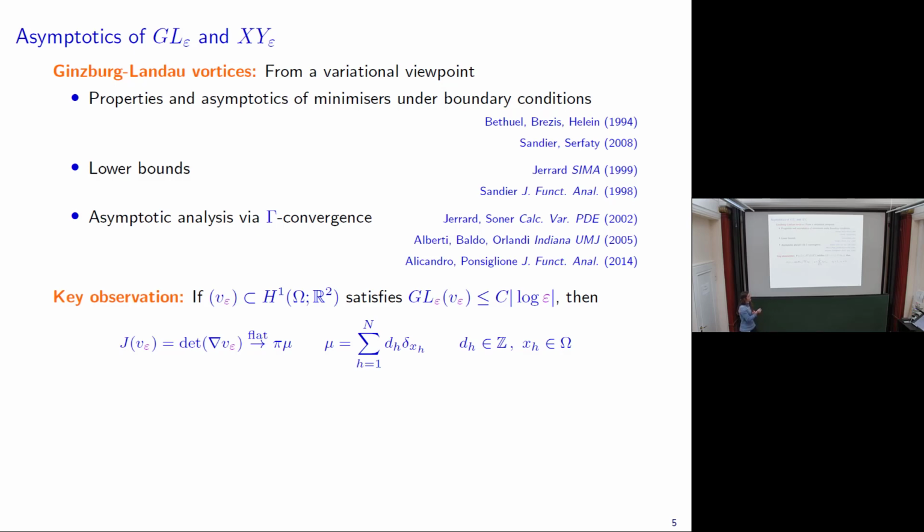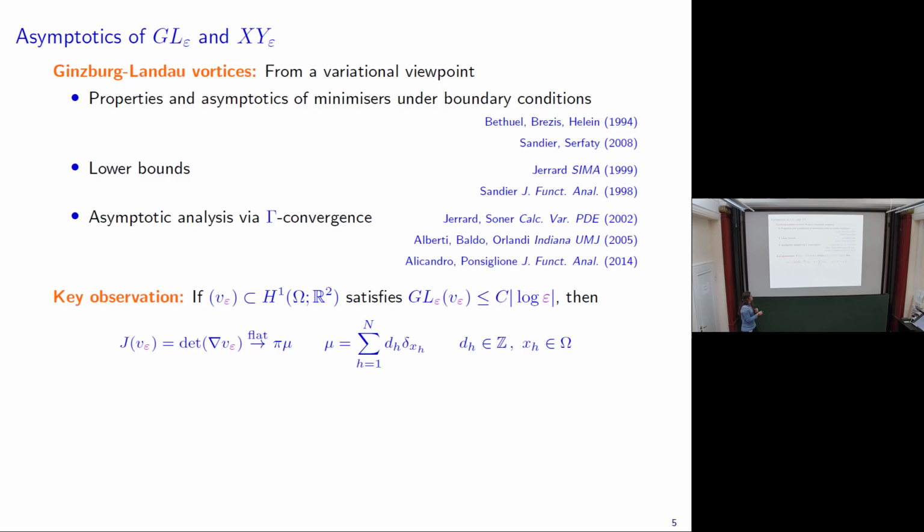For the moment I will not go into detail about what the flat convergence is. Just think of something which is weaker than weak star convergence, because you only test with Lipschitz continuous functions where the Lipschitz constant is bounded by 1.